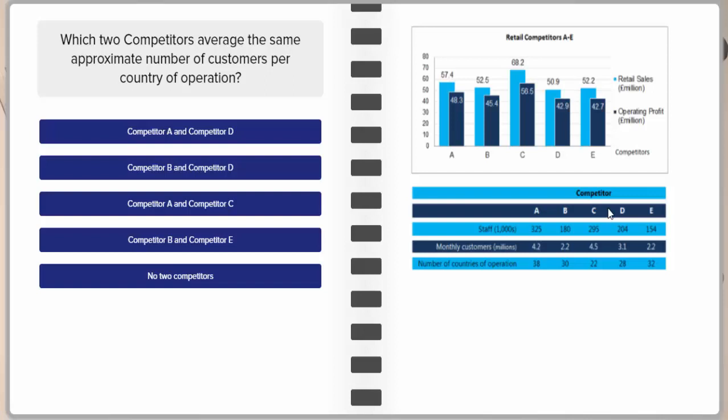So hume dekhna hai ABC staff, 35, 185, 29 and 401, and monthly customers in millions 4.21, the number of countries in operation. So we have to check the question again: which two competitors average the same approximate number of customers per country of operation? That's a bit technical, we need a calculator for this. No, but let's see.